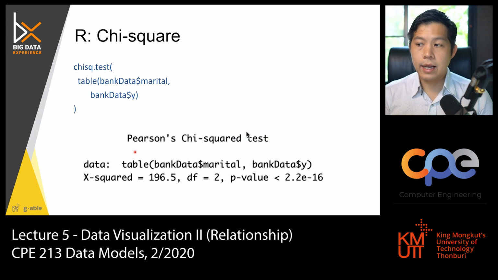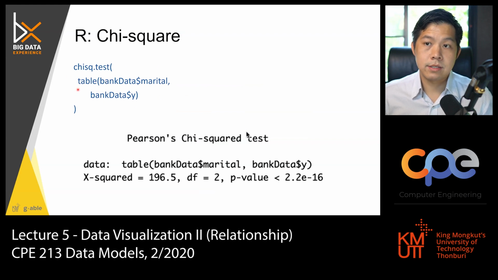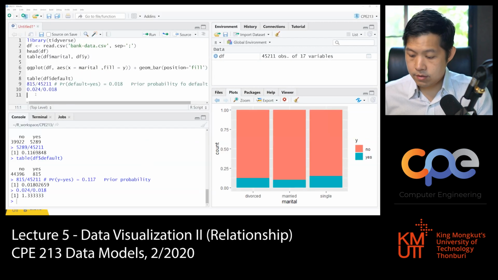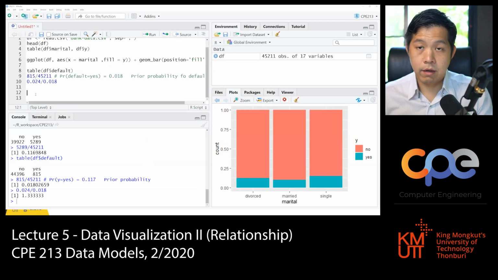All right, how to do the chi-square test? In order to do the chi-square test, you can put in the cross-tab, the contingency table or cross-tabulation table, into chisq.test. I will talk about the way that you can interpret the result later on.